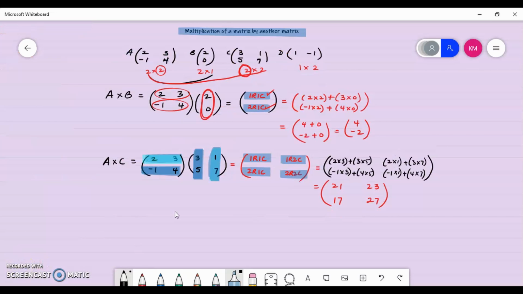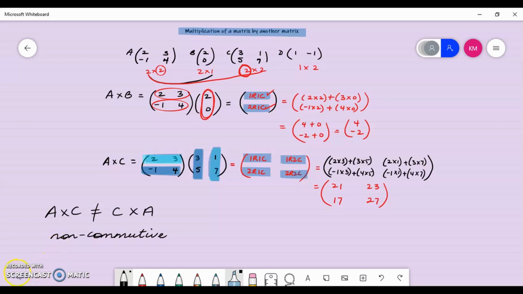Something that is very important to note in multiplication is that the order in which matrices are multiplied is very important. A multiplied by C will not give you the same result as if you multiplied C by A. And therefore, it is said that multiplication of matrices is non-commutative. And what is meant by that? Simply, if we multiply A by C, we will not get the same result as if the order was interchanged and we multiplied C by A.